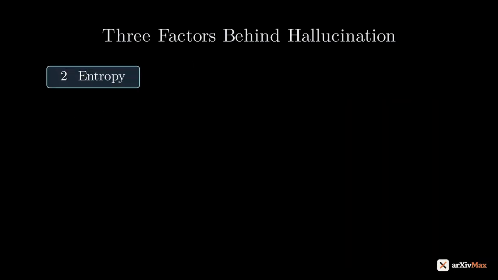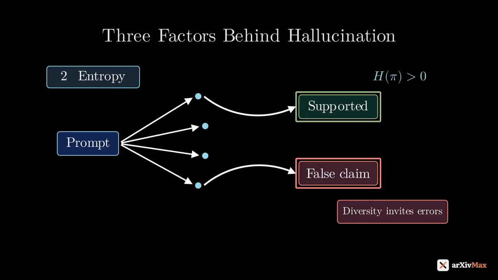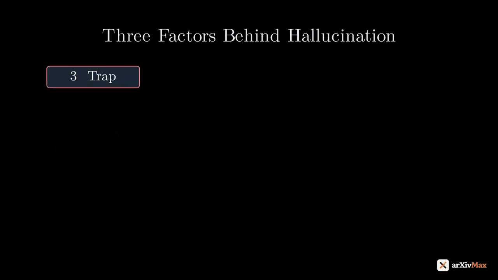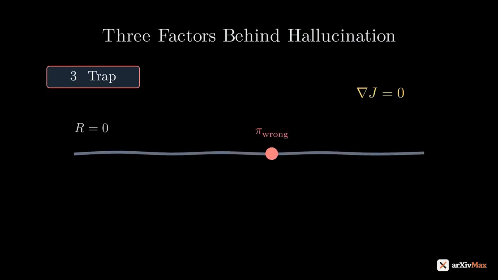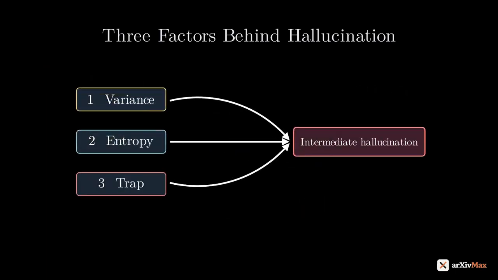Second, entropy-driven exploration. To discover any correct answer, the model must keep its output diverse, or high entropy. High entropy forces the model to try many word combinations, including false statements. The model is forced to hallucinate as a side effect of exploration. Third, spurious local optima. If the model always outputs the same wrong answer, reward is always 0, and gradient is always 0. The model gets stuck at a stationary point with no signal to correct itself. It is confidently wrong and trapped. Together, these 3 factors explain why outcome-only RL degrades factual accuracy in intermediate steps.